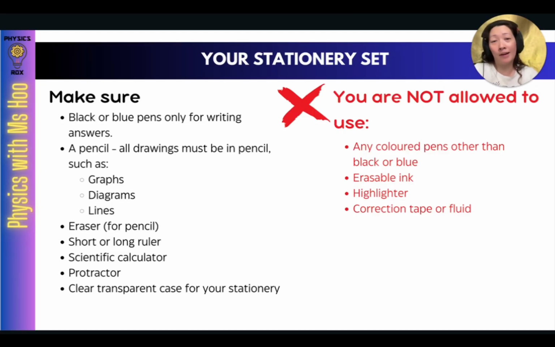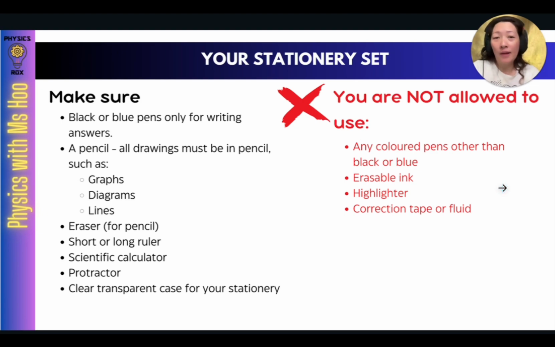Look, the examiner is quite smart. They're going to be able to see where your actual answer is. Now, all of these refer to the stationery you are not allowed to use. So it's not that you're banned from bringing them into the exam hall, but there's no point bringing them in because you can't use them anyway. So don't pack this in your list.